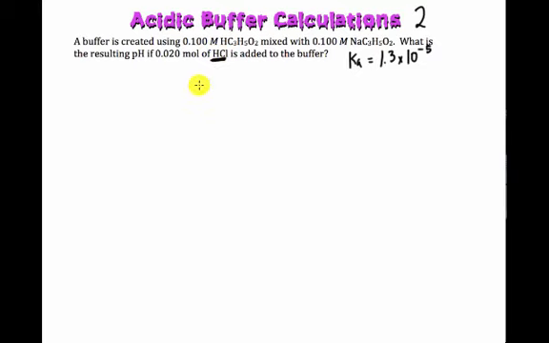And this is really where buffers become powerful, because what the buffer is going to do is attempt to keep the pH relatively constant. Now, it can't keep it exactly the same, but it keeps the system relatively close to the same pH throughout the buffer system's duration. Okay, so I'm going to start with the buffer system. I'm going to set that all up, and then we'll talk about it.